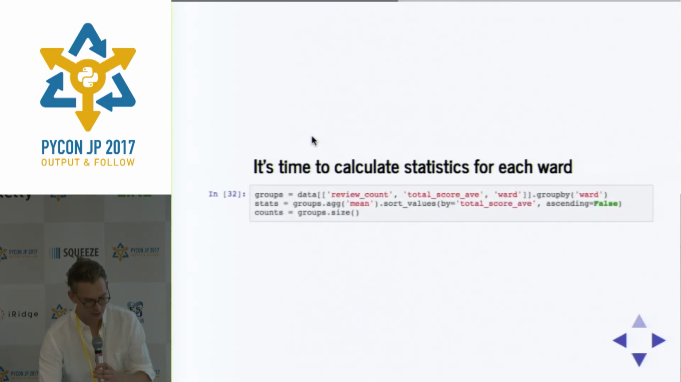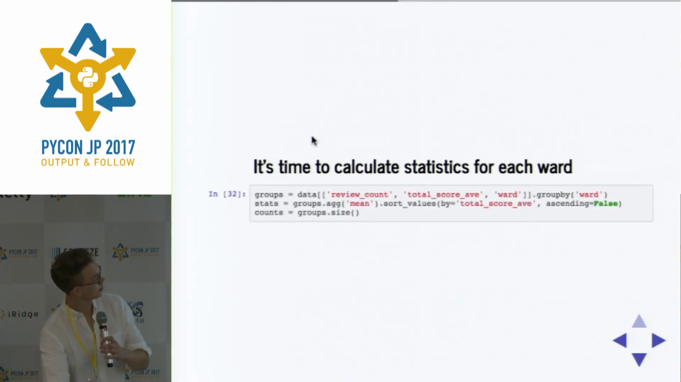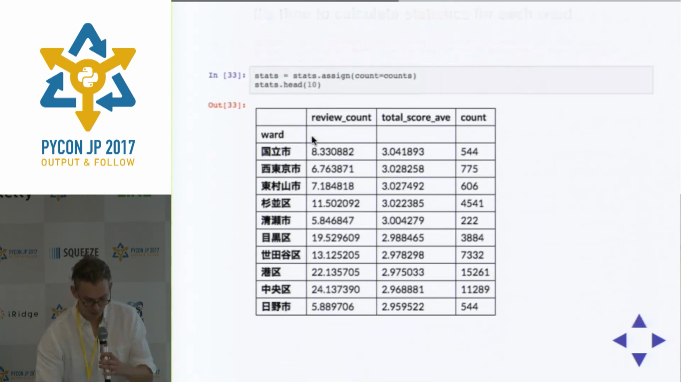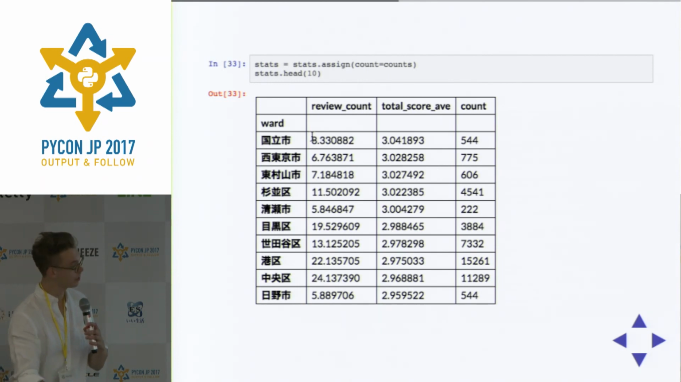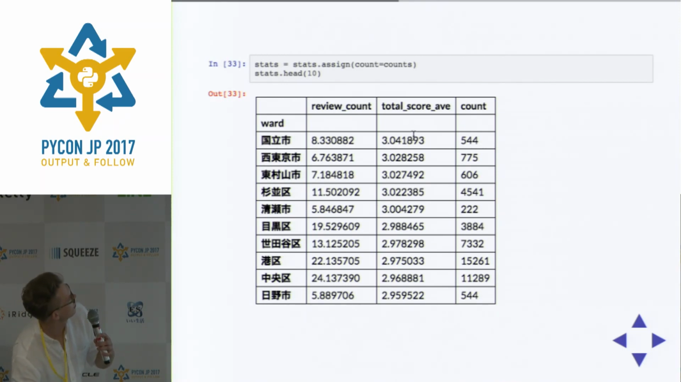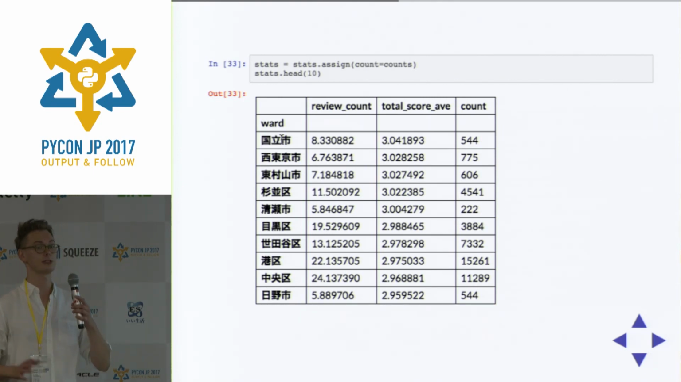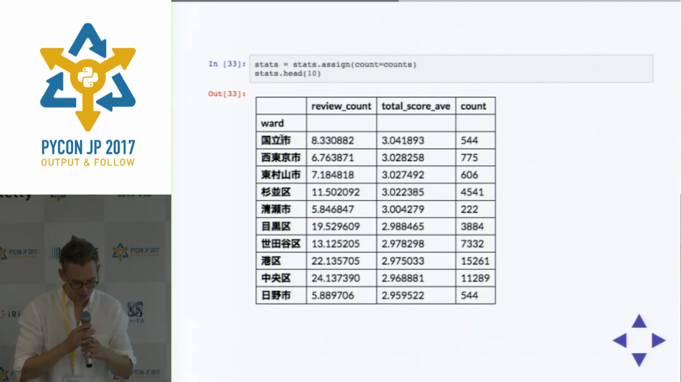So now we can calculate the statistics. We do a standard group by and aggregation. In this case, I'm calculating the mean. And this is the result we get. Here I have sorted by the average score, in descending order on this score. And we can see that the area in Tokyo with the best restaurants on average is Kunitachi, which I think makes sense. I think there's a lot of rich people there.